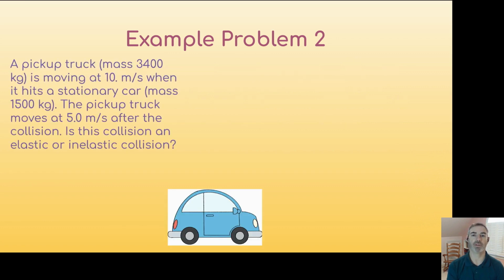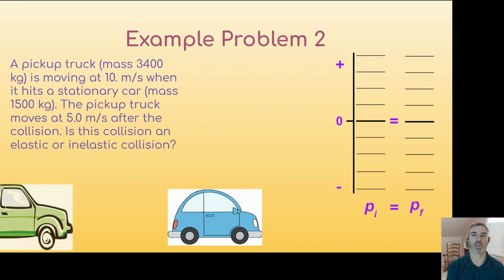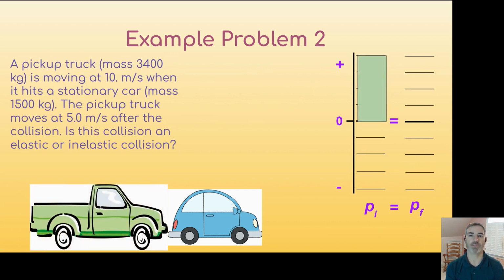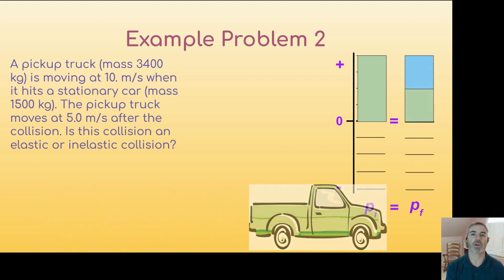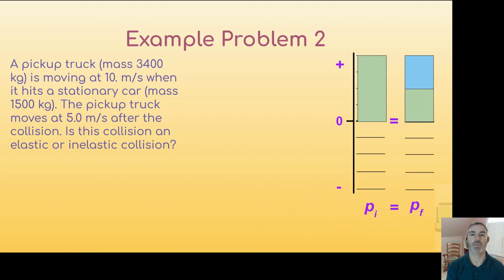So let's draw a momentum bar chart. The truck approaches the car, so we have a momentum to begin with. And since they both move in the same direction, we're going to have a positive value for both of them as they move off together. But the truck is going to slow down. By Newton's third law, the truck exerts a force on the car, and the car exerts an equal and opposite force on the truck. So the truck slows down and the car speeds up, showing the momentum in this situation.